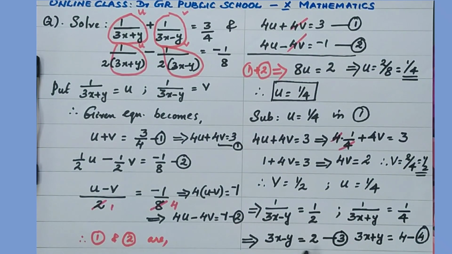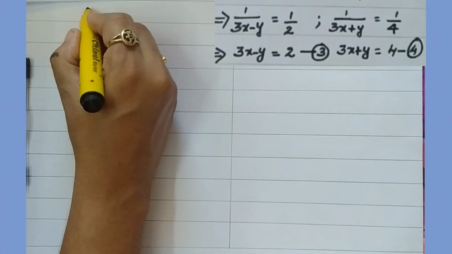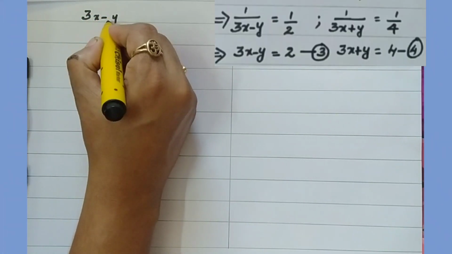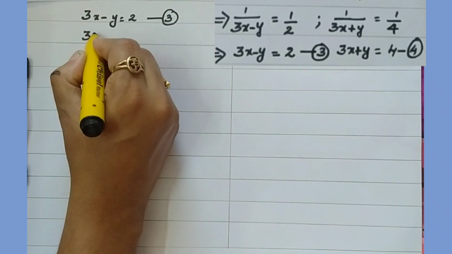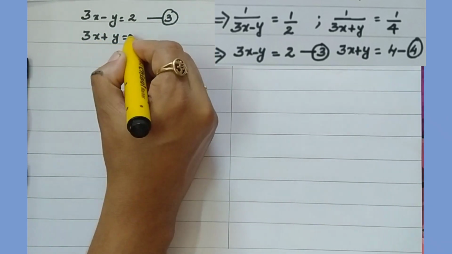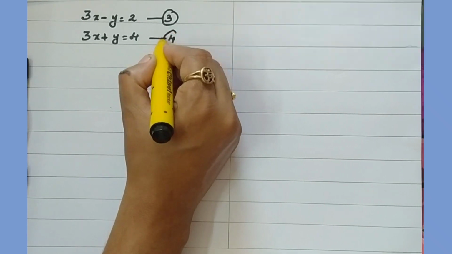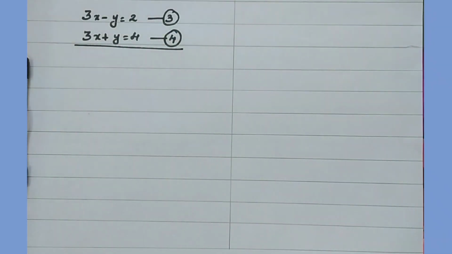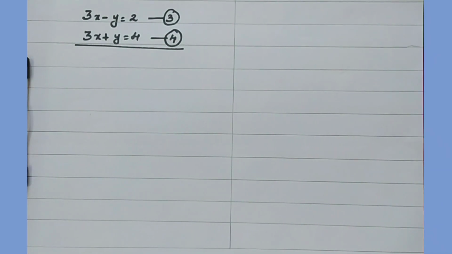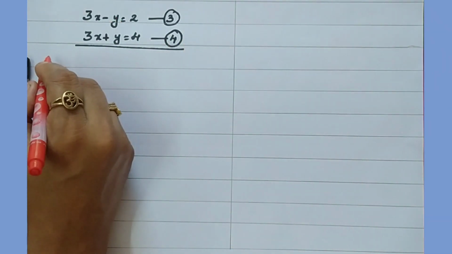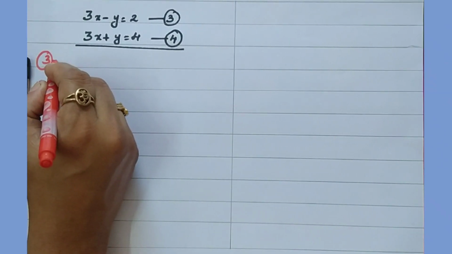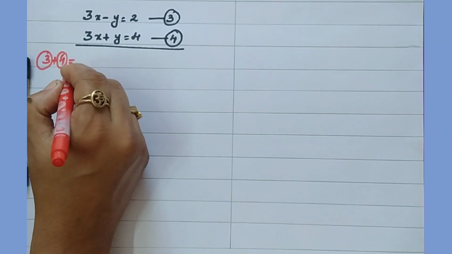Again, I need to get the values of x and y. I am going to solve these two equations. I am going to write this again. 3x minus y equal to 2, your equation number 3, and 3x plus y equal to 4. This is equation number 4. How to solve these two? Very simple here also. No need to make any multiplication for these two equations. Just adding. Equation 3 plus equation 4 gives.